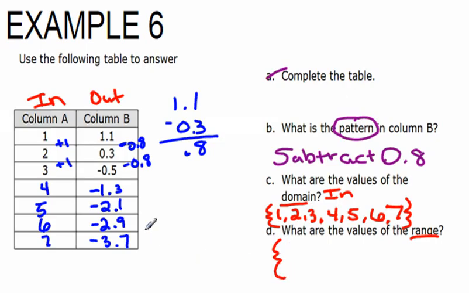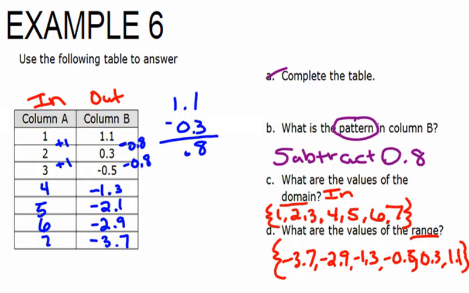But with the range, you have to be a little bit careful because we do have some negatives here. Remember that the larger the number looks when it's negative, the smaller the value actually is. So negative 3.7 is really our smallest number, and we're just going to list them in order after that. Negative 0.5, or positive 0.3, and finally 1.1. And then we close it up with a brace.